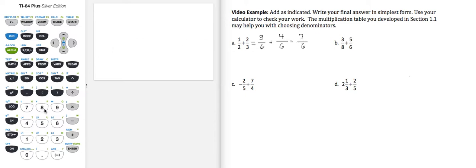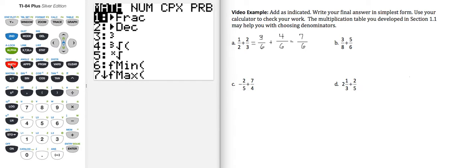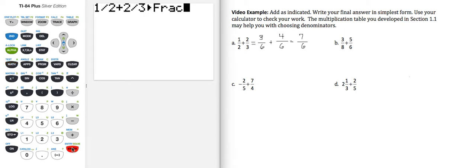So let's see what that looks like on our calculator. If I start with 1/2 plus 2/3, I want to end up with a fraction. So I'm going to go to Math, Fraction. It's going to give me the final result. But what's going on here behind the scenes in working with these denominators is important for you to understand. So be sure that you're working these out by hand first and then checking your result on the calculator.